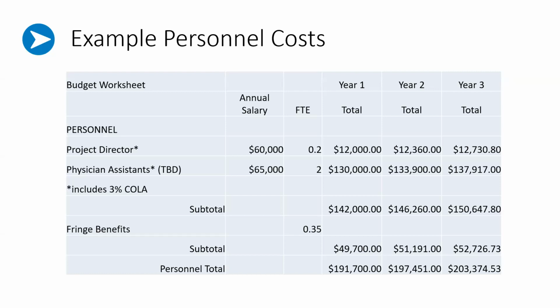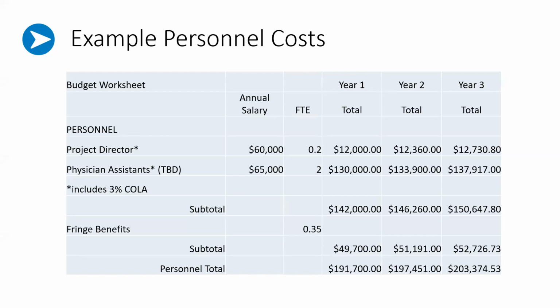Let's take a look at an example of personnel costs. In this particular budget worksheet, notice that we have 3 years. This is a 3-year grant. So you have year 1, year 2, and year 3. You have your project director who's going to work on the project. Physician's assistants also are going to work on the project. So in this example, the annual salary of the project director is $60,000. We think that director is going to work 20% of their time. So that's 0.2 FTE. So the first year is $12,000 for the project director.